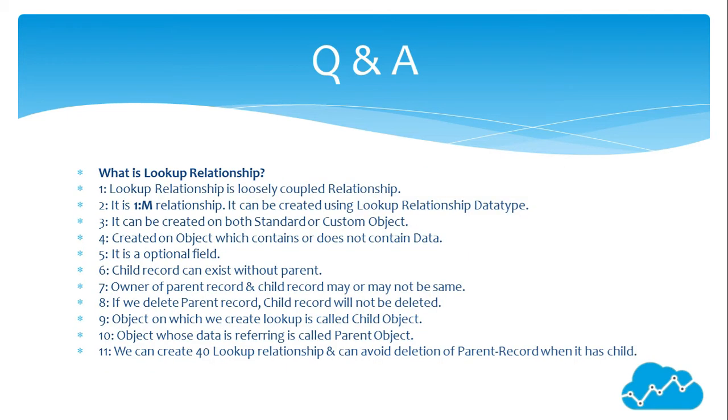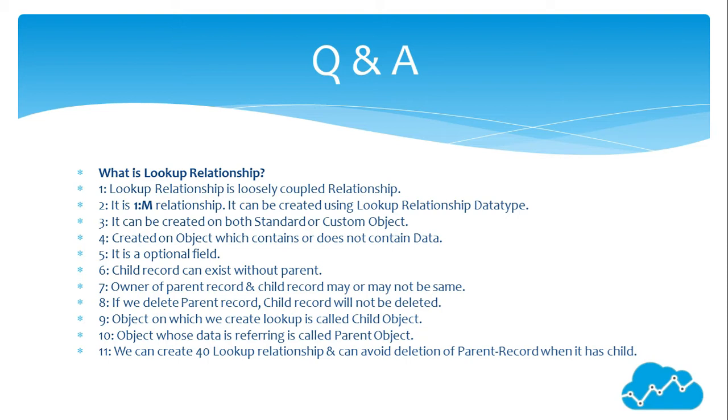What is lookup relationship? Lookup relationship is a loosely coupled relationship. It is a one-to-many relationship. It can be created using the lookup relationship data type. It can be created on both standard and custom objects, on an object which contains or does not contain data. It is an optional field. A child record can exist without a parent.